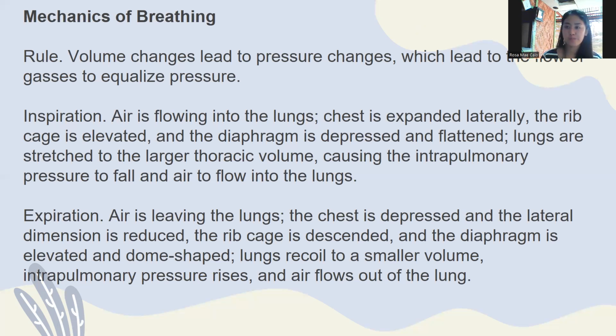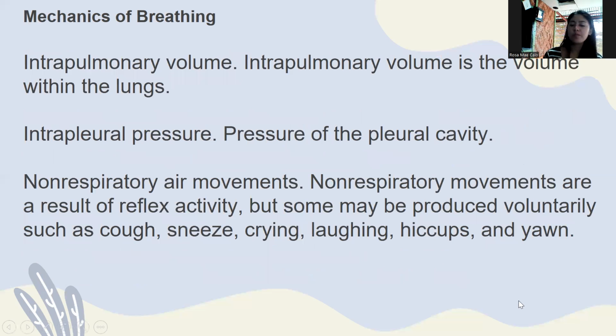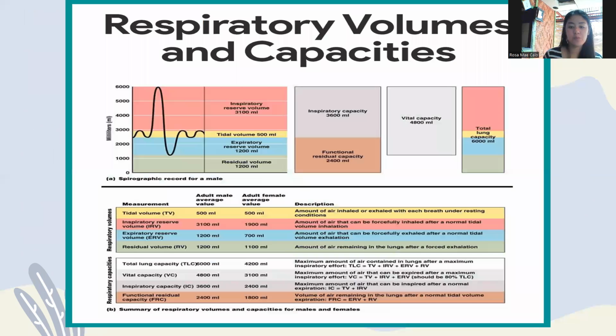Expiration is when air is leaving the lungs. The chest is depressed and the lateral dimension is reduced. The rib cage is depressed and the diaphragm is elevated and dome-shaped. Lungs recoil to the smaller volume, intrapulmonary pressure rises, and air flows out of the lungs. The intrapulmonary volume is the volume in the lungs. The intrapleural pressure is the pressure of the pleural cavity.